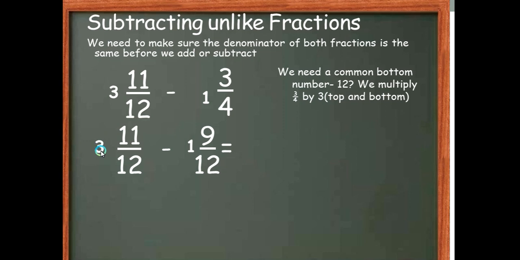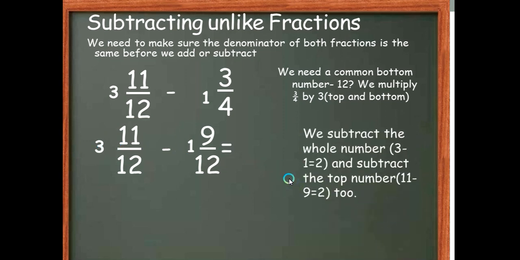Our whole number, 3 minus 1 equals what? 2. And subtract the top number. Now here is the top number, 11 minus 9. It gives us 2. So our answer is going to be 2 whole number, 2 over 12.